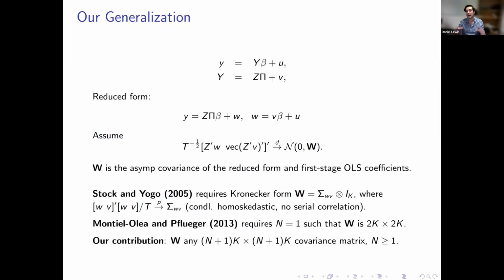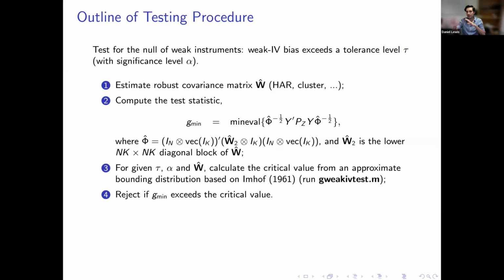So we're relaxing these key assumptions from the two existing papers on this W matrix, either a dimensionality assumption or a structural assumption that requires this homoscedasticity. To give you an idea of where we're going to have to go in this paper, before we get into the econometric weeds, the testing procedure is as follows. We're going to be testing a null hypothesis of weak instruments being present.